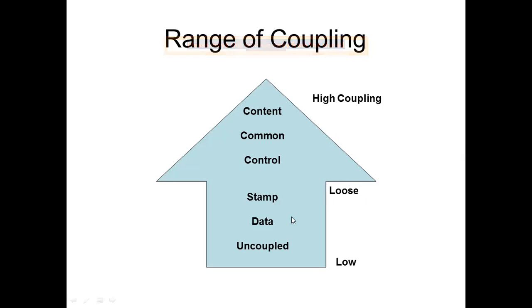So as we approach the top side — data, stamp, control — up to stamp, this will come under loose coupling, and then high coupling as we proceed further toward the top side. Then control, common, content — this is highly coupled. Highly coupled means that inside the module, various components have strong connectivity or networking with each other. In this way we can check the range of the coupling, and how the components are connected to each other.